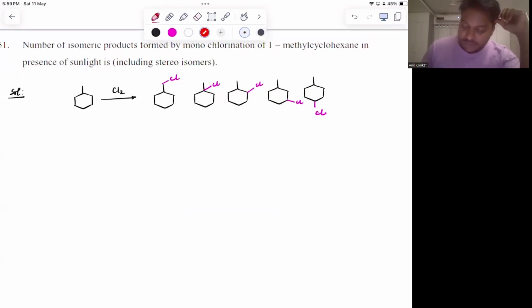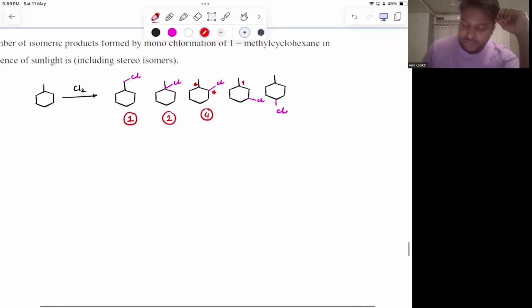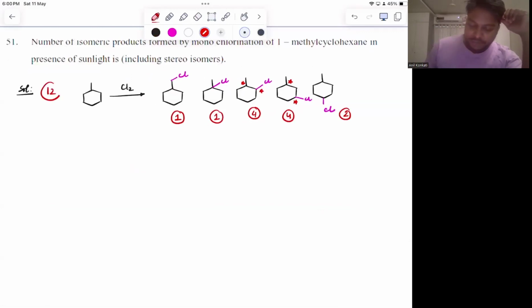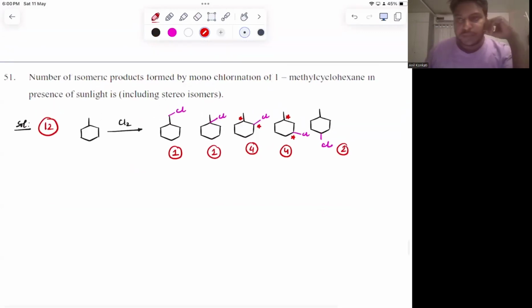In the first case, there is no chiral center, I'll count it as 1. Second case, no chiral center, I'll count it as 1. Third case, I have 2 chiral centers, so 4 stereoisomers I can get. Here also there are 2 chiral centers, so 4. Here we can have cis-trans isomers, so another 2. So total how many? 12. Clear? So the question asked was total number of products, so that is going to be 12.